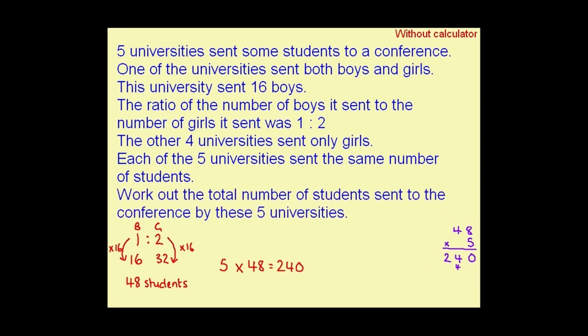The final line of the question asks me to work out the total number of students sent to the conference by the 5 universities. I've actually already worked this out. The answer is 240. So my final answer is that the total number of students sent to the conference was 240.